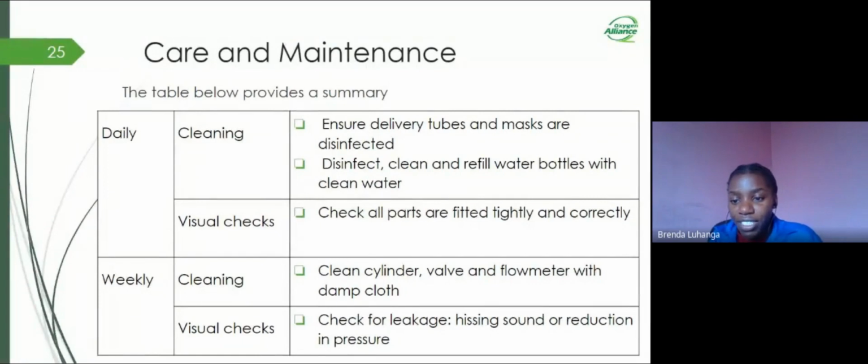On a weekly basis, you can also clean the cylinders, the valves, and the flow meter with a damp cloth. For the visual checks, you can check for leakages or any reduction in pressure.